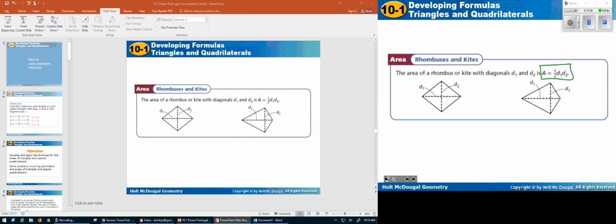Most commonly missed formula from this lesson will be the kite and the trapezoid, because some students will end up multiplying their bases instead of adding them, and they'll add their diagonals instead of multiplying them. Be really careful. Trapezoid, you add the bases. Rhombus and kite, you multiply the diagonals. Any questions?